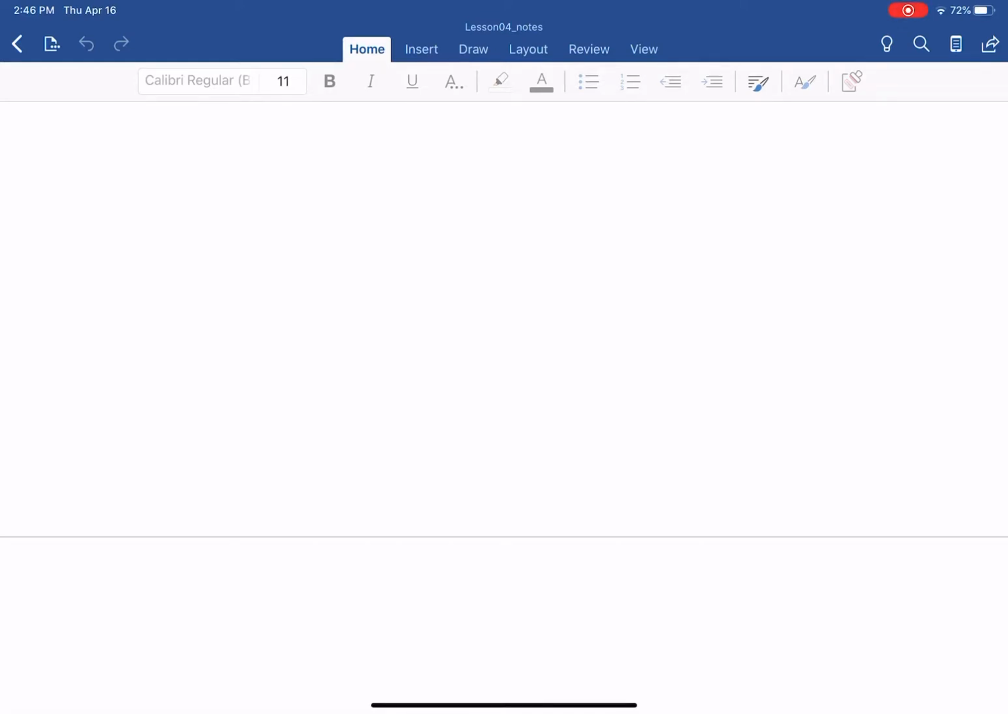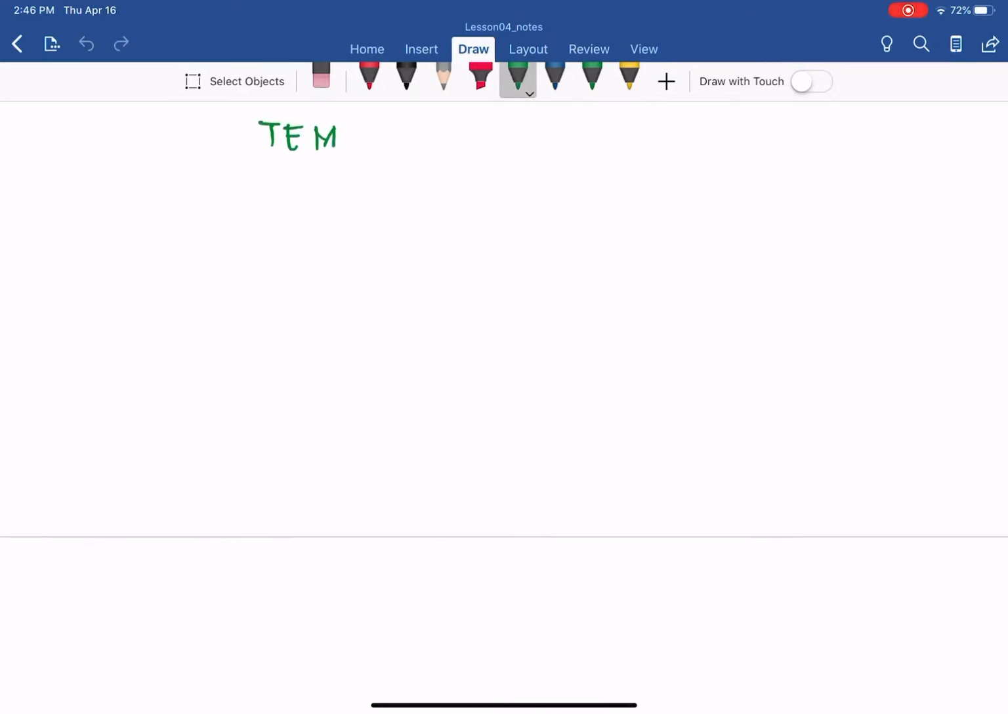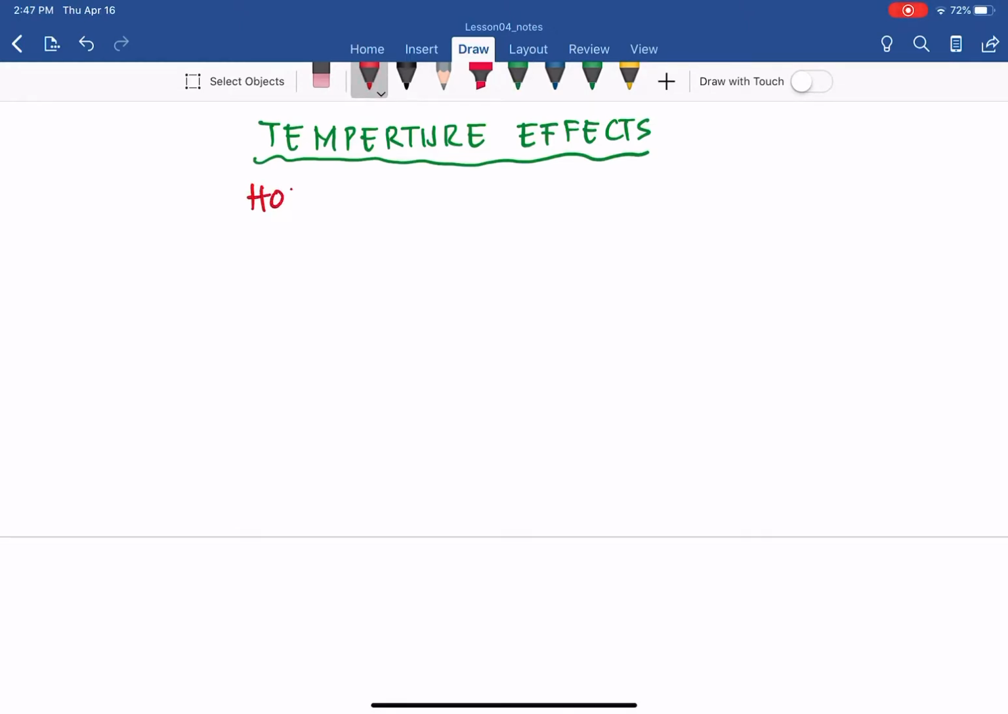Another concept that we are going to discuss today is the temperature effect. So let's start with the temperature. Everyone should know that if it's hot like summer, then the material expands. And during the winter, it's cold, so it will contract. If the weather is cold, then it will be contraction.